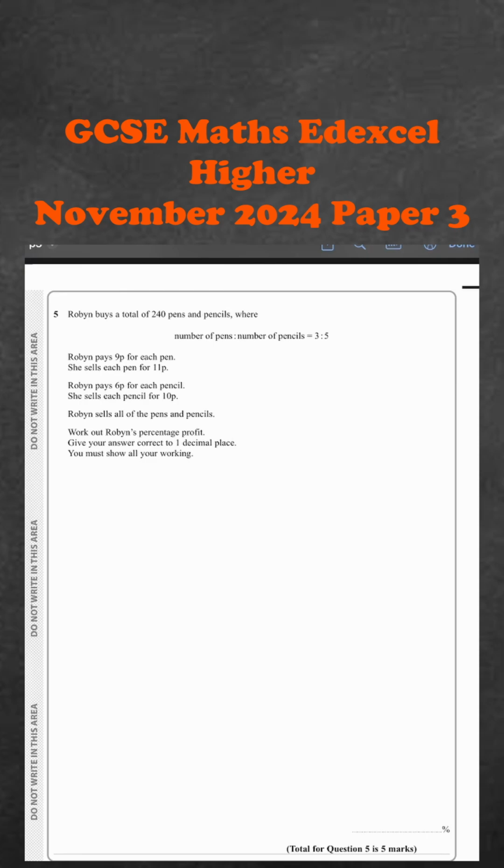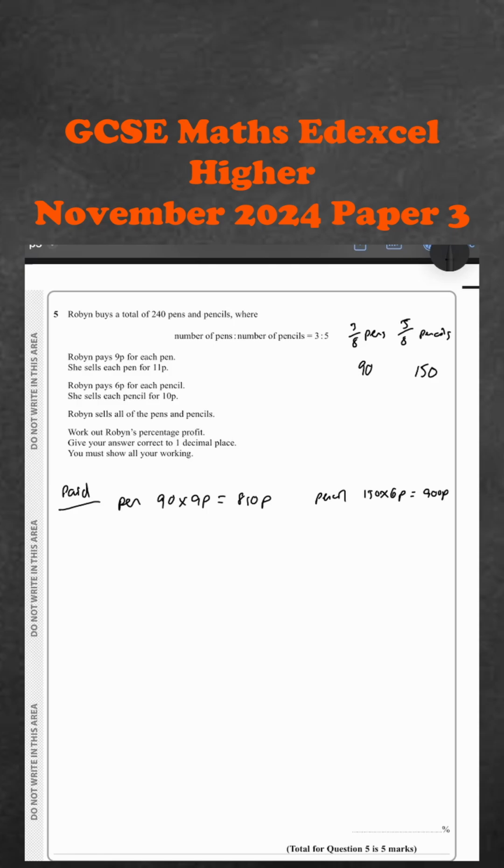So if they're in the ratio 3 to 5, then 3/8 of the total number of pens and pencils are pens, and 5/8 are pencils. So 3/8 of 240, just do that on my calculator, is going to be 90, which means we have 150 pencils. So she has paid for the pens 90 times 9p, 810p. She has paid for the pencils 150 times 6p, so 900p.